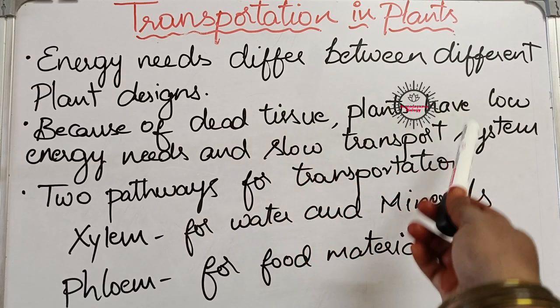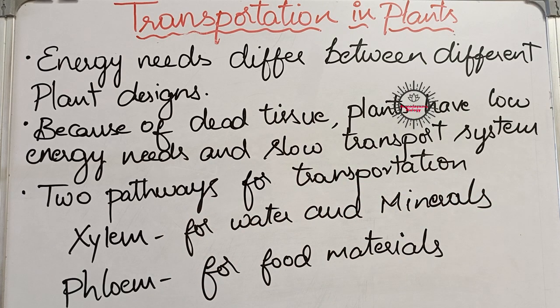Energy needs differ between different plant designs. Actually plants have different parts, no, roots, stems, leaves. So different plant parts have different energy needs. While absorbing water from outside, the roots need more energy. Okay. While performing photosynthesis, the leaves need more energy. Likewise, plants have different parts, and these different parts have different energy needs.